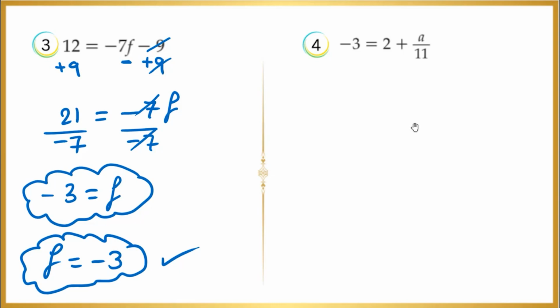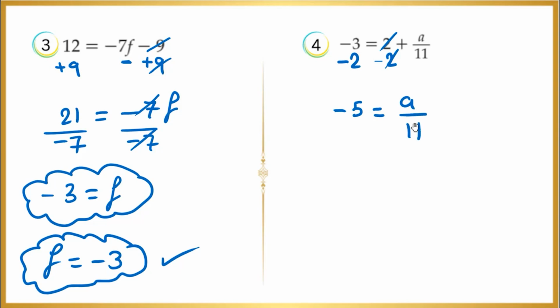This 2 is positive 2. To cancel this positive 2, we do minus 2 on both sides. Minus 3 minus 2, same sign, so we add and keep the sign. It will be negative 5. On the other side, 2 minus 2 is 0. Now we have left a over 11.